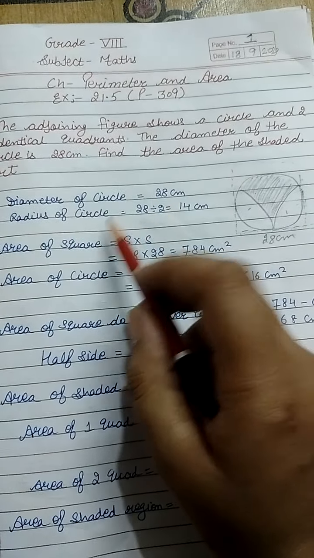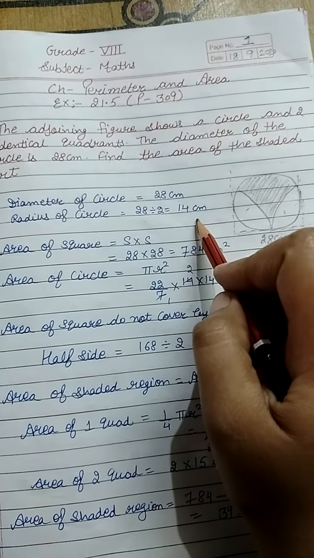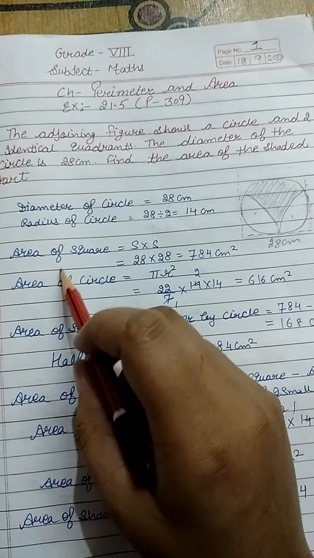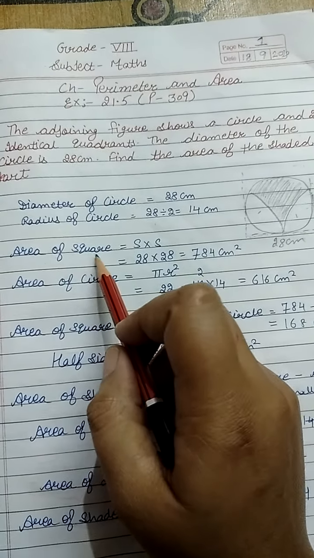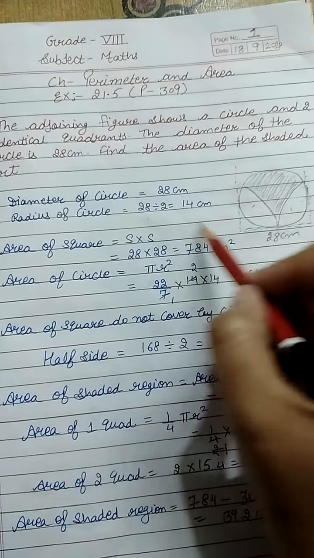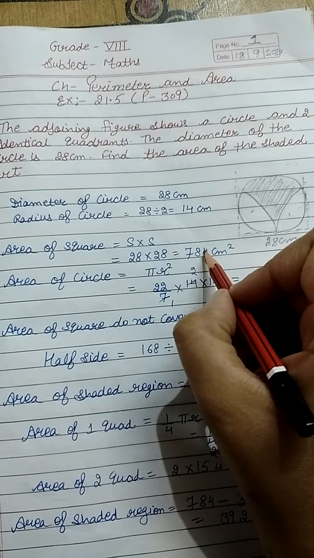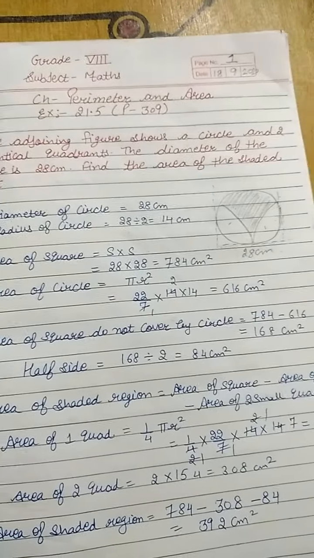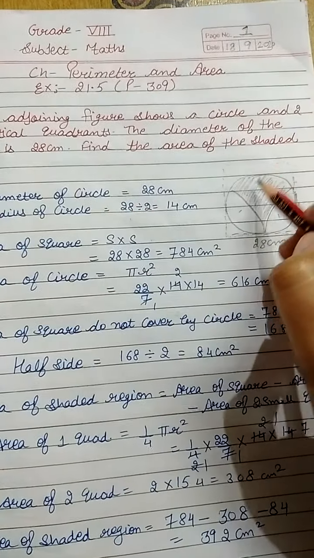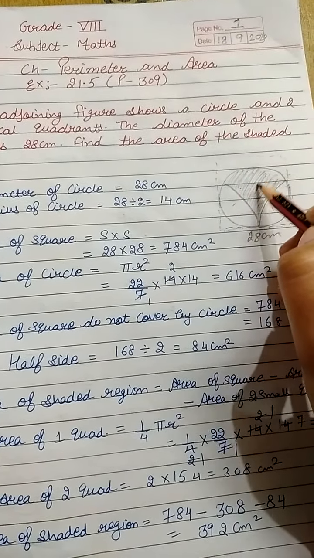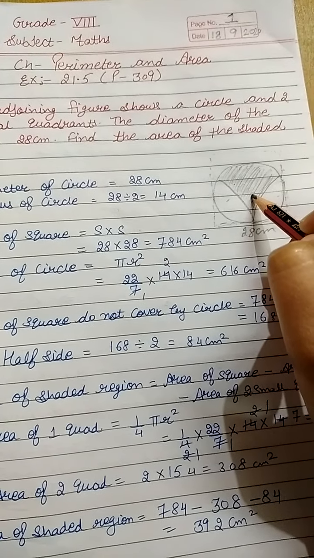And what will be the radius? Radius is half of the diameter, that is 14 centimeters. Now further you have to find the area of the square. The side you already have, and the area of the square is side into side, that is 784 square centimeters.